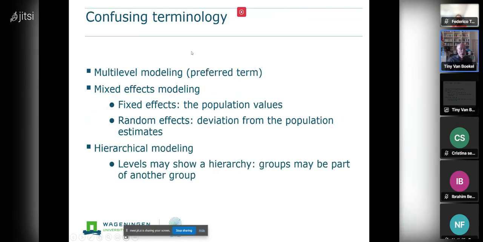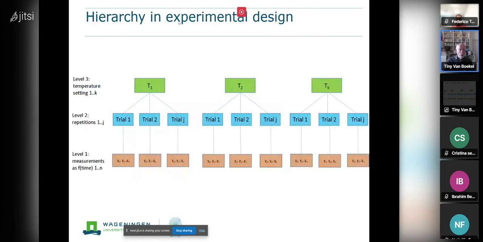Now, in terms of terminology, I use the term multi-level modeling, which I prefer, but there are also other terms that you can see in literature. One is mixed effect modeling, which means that fixed effects are referring to the population, and random effects are referring to each experiment, and basically the deviation from the population. Another term that you see is hierarchical modeling, because there is a hierarchy in the levels. One group may be part of another group. And that's what I try to show in this graph.